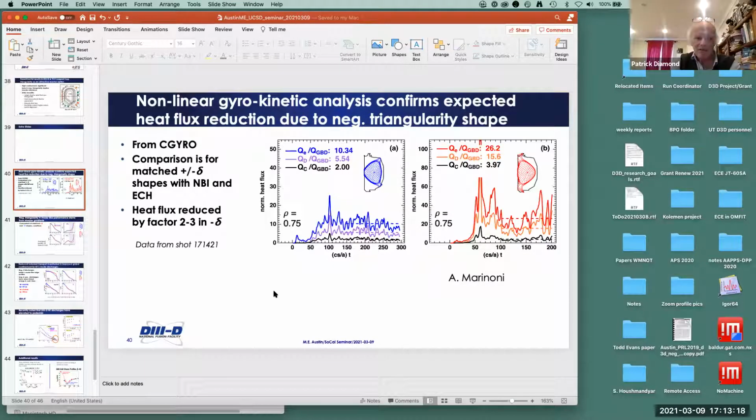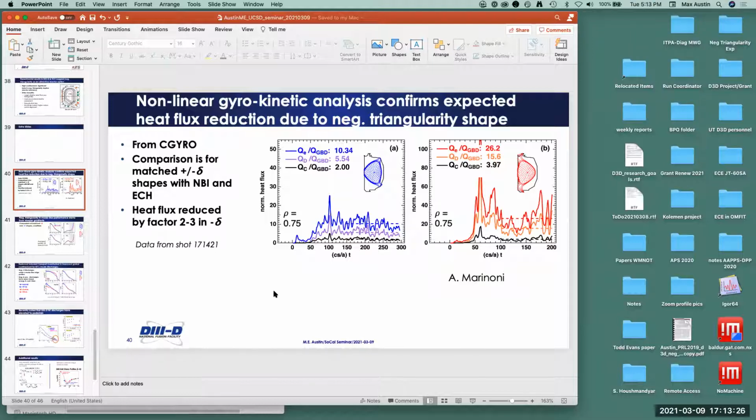Any other questions? Gyeongjin, go ahead. Yeah, just one stupid question. So we found positive effects of negative triangularity, which is opposite from the conventional one. Then what happens if we have elongation opposite from the conventional one? Sorry for the stupid question, just suddenly curious.